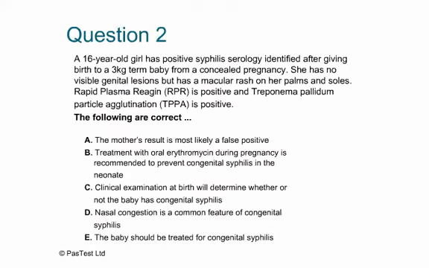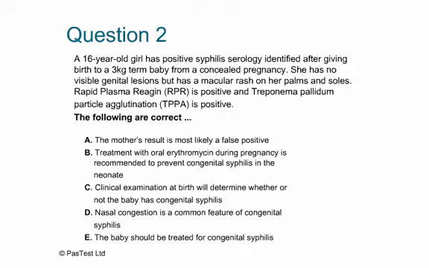A 16-year-old girl has positive syphilis serology identified after giving birth to a 3-kilo term baby from a concealed pregnancy. She has no visible genital lesions, but has a macular rash on her palms and soles. Her rapid plasma reagin, RPR, is positive, and the Treponema pallidum particle agglutination, TPPA, is positive.